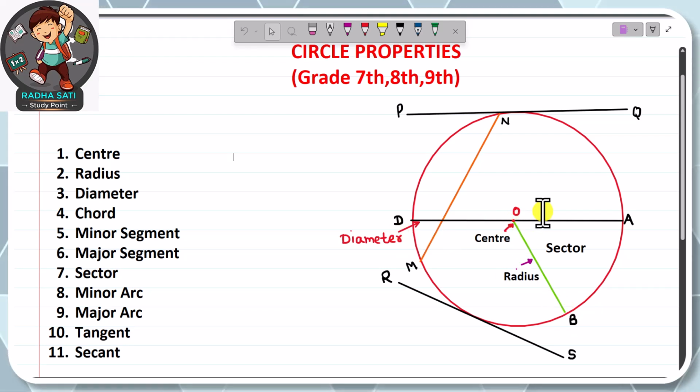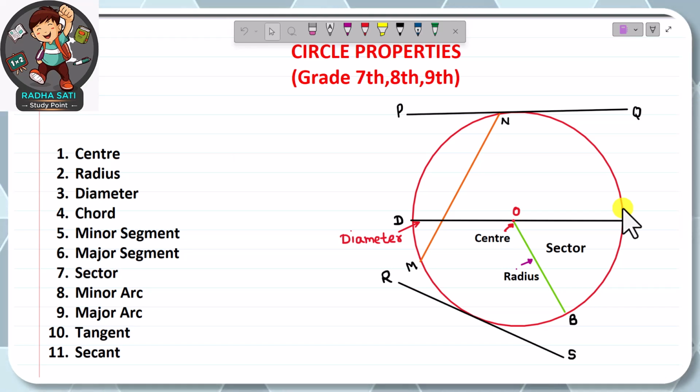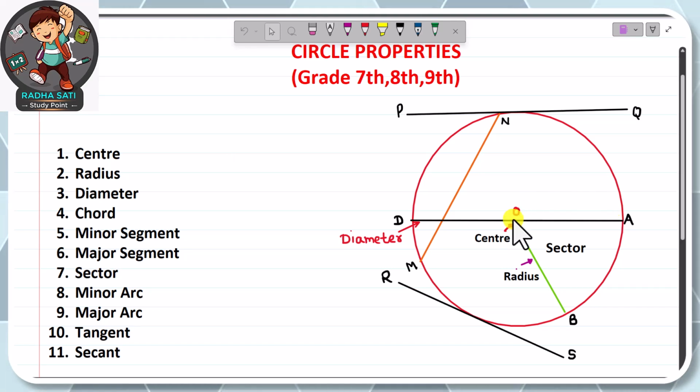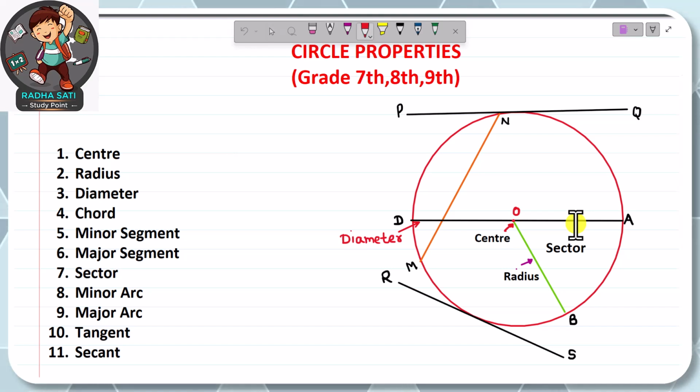Radius means a line segment which starts from the center and ends on the boundary of a circle. In the case of a circle, the boundary is also known as the circumference, or we can say the perimeter of a circle is also known as circumference. So any line segment which starts from the center and ends on the boundary of a circle is known as a radius. And all the radii of a circle will always be equal.